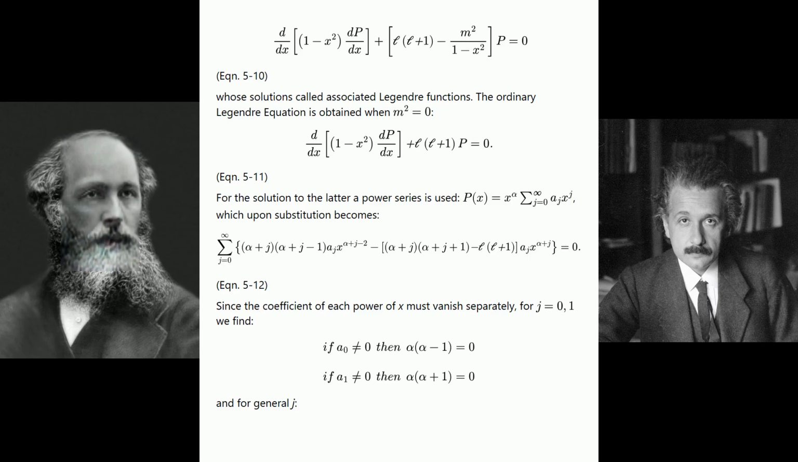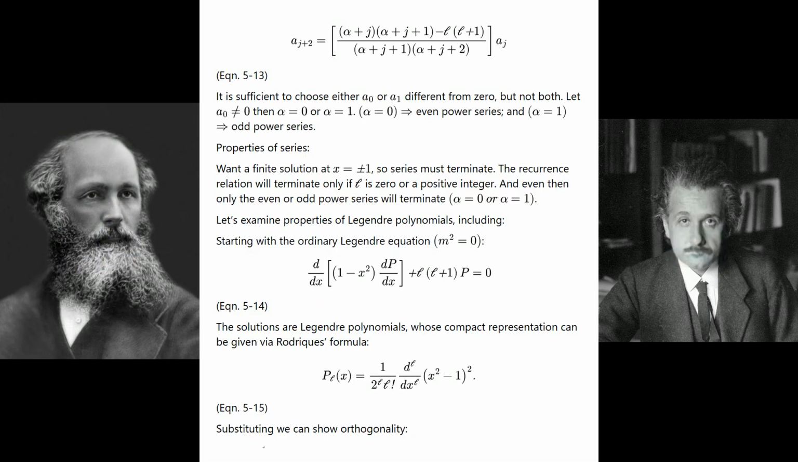Since the coefficient of each power of x must vanish separately, for j equals 0, 1 we find the following equations. And for general j, see equation 5-13. It is sufficient to choose either a sub 0 or a sub 1 different from 0, but not both. Let a sub 0 not equal 0, then alpha equals 0 or alpha equals 1. Alpha equals 0 gives an even power series, and alpha equals 1 gives an odd power series.